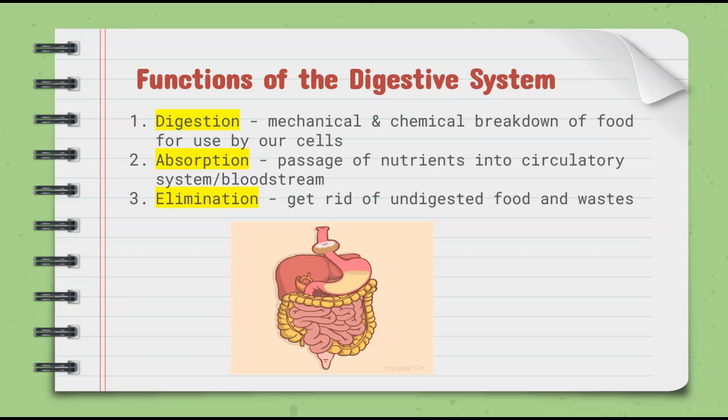What are the functions of the digestive system? Well, the first is digestion, obviously. This is the mechanical and chemical breakdown of food for use by our cells. Then the second function is absorption, where nutrients are passed through into the circulatory system or bloodstream. So it's working very closely with the circulatory system to transport those nutrients throughout the body. So it relies on other organ systems to get those nutrients to where they need to go.